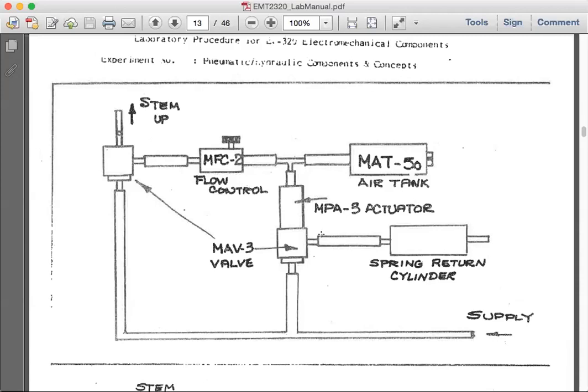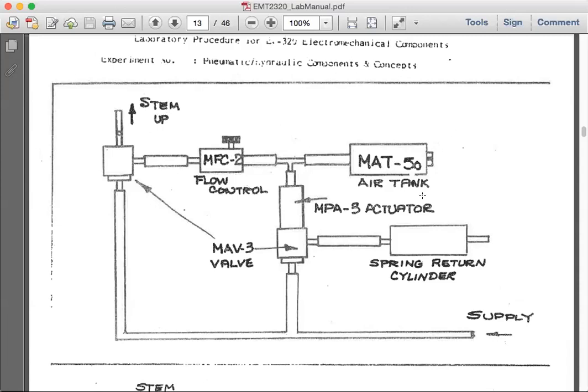So this is something you could include in your report: what's the purpose of the flow control and the air tank, because that's crucial for analysis. Once you analyze it in this system, then if you have a similar setup in other systems, you don't have to go there because you already have the analysis.